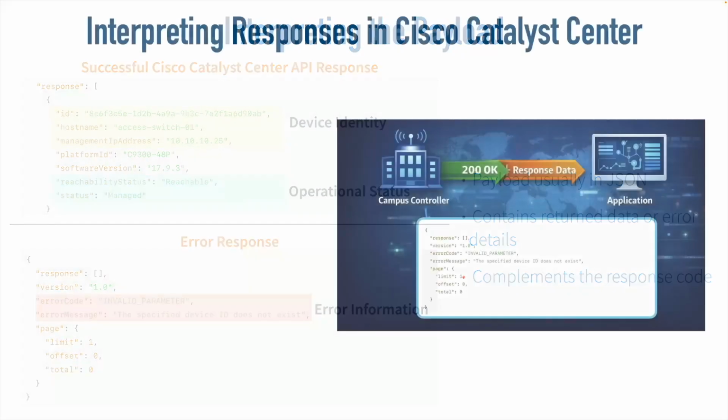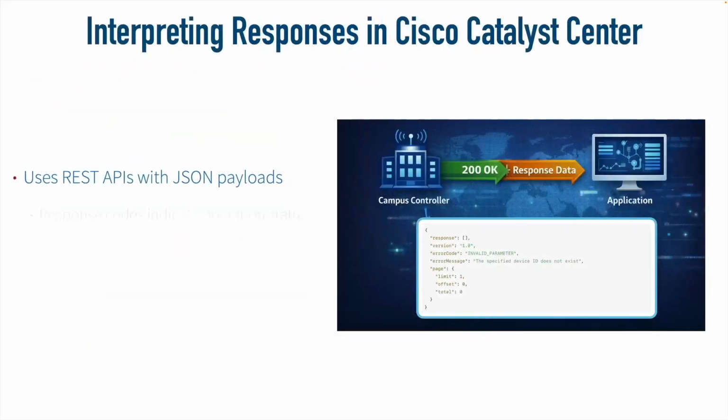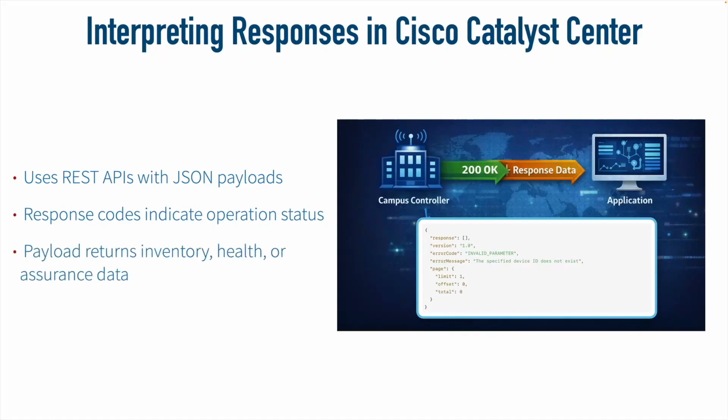And Cisco Catalyst Center, it uses REST APIs extensively. When we query inventory, we push configuration, or we retrieve assurance data, the response code tells us whether or not the operation succeeded, while the payload returns the actual network data. And the ability to interpret both is important for us to know how to do when automating or troubleshooting API-driven networks.